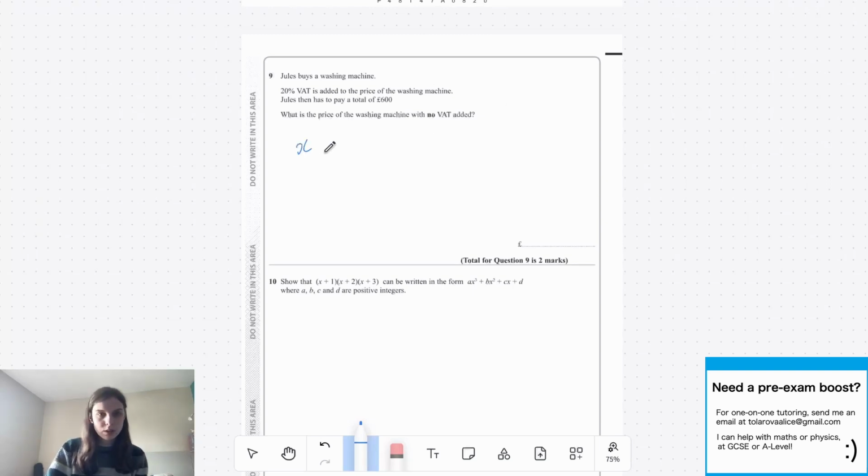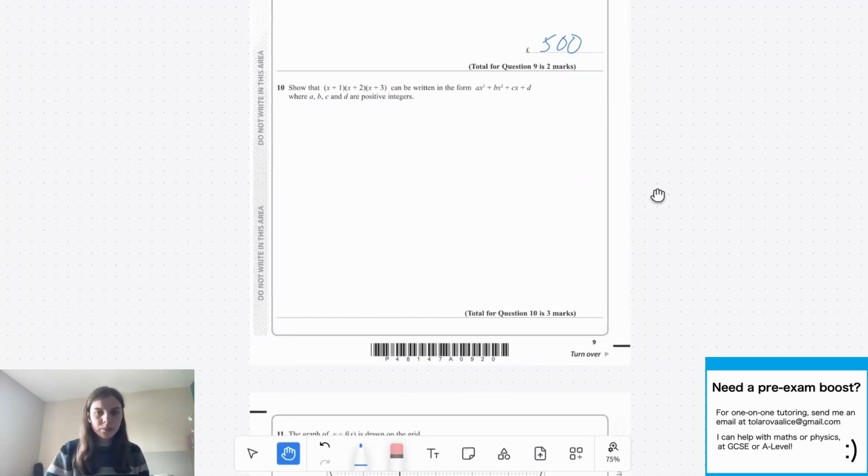So let's make this into an equation in x. X will be our price with no VAT, and then when that's multiplied by 1.2, we'll get 600. So we just need to divide by 1.2, which is 500. Nice and simple. Let's move on.